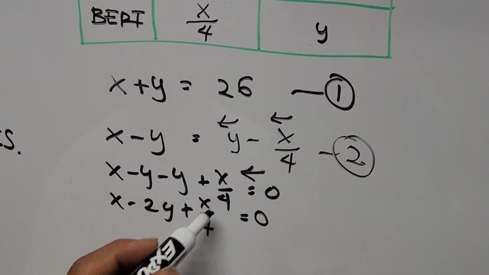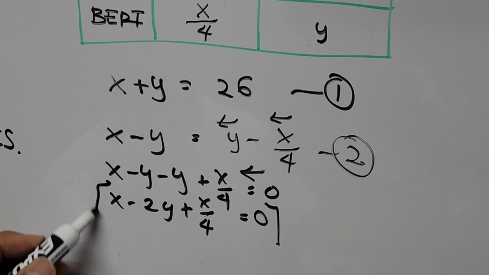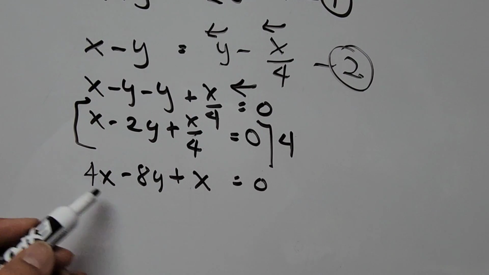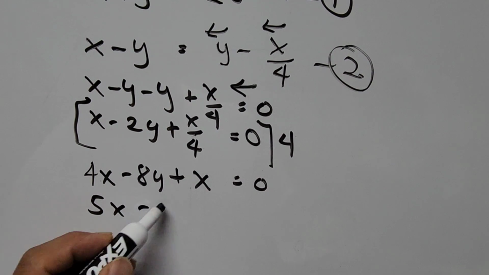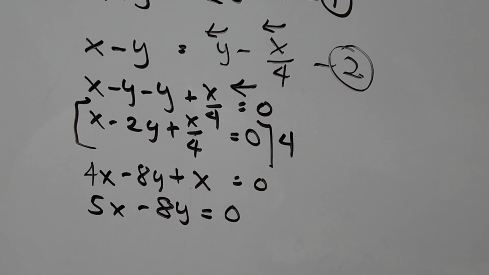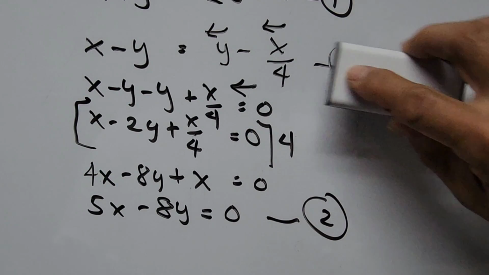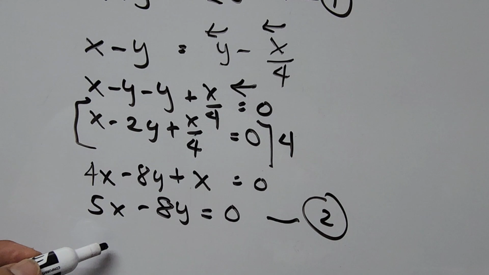So let's simplify this by multiplying by 4, right? So get rid of the denominator over here. So we have 4 times x, that's 4x, minus 4 times 2y is 8y, then plus x over 4 times 4, that's x, equals 0. So this is now combining all the x's. So that is 5x minus 8y equals 0. So this is now our equation 2. Let's erase the old equation 2 over here. This is a simplified form of equation 2.